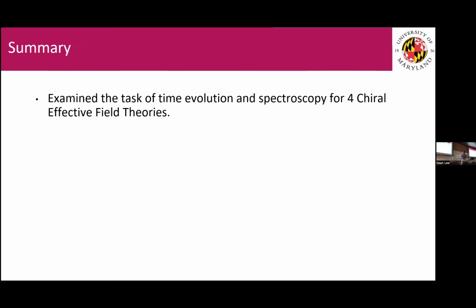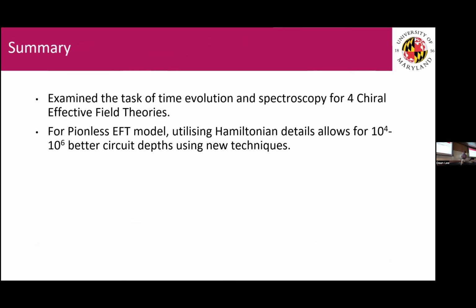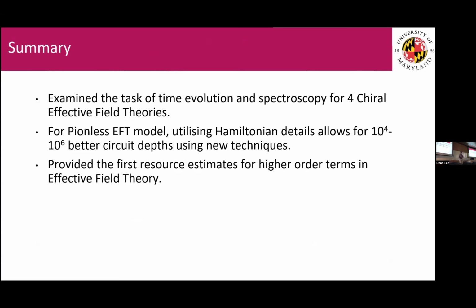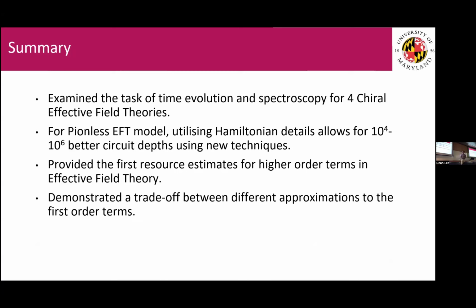Yeah, so in summary, we examined the task of time evolution of spectroscopy for these four chiral effective field theories, or four formulations of it. And for the pionless effective field theory model, at least, utilizing the details of the Hamiltonian has allowed us to achieve resource costs which are order of 10 to the 4 to 10 to the 6 better. We also provided the first quantum resource estimates for higher order terms in nuclear effective field theories. And we demonstrated a trade-off between different approximations to these terms. However, basically all of them are infeasible in the near and midterm.